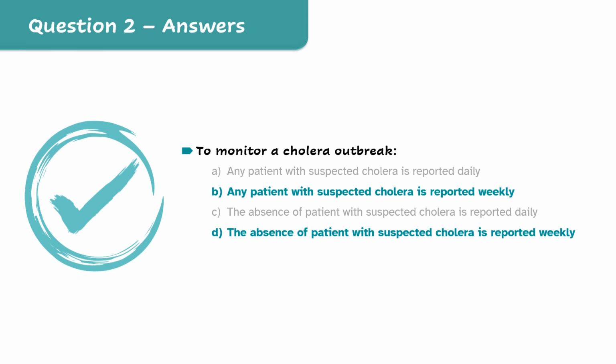The correct answers are B and D. When surveillance is to monitor an outbreak, all patients meeting the definition of a suspected cholera case are reported weekly, and the absence of patients meeting the definition of a suspected cholera case is also reported weekly.